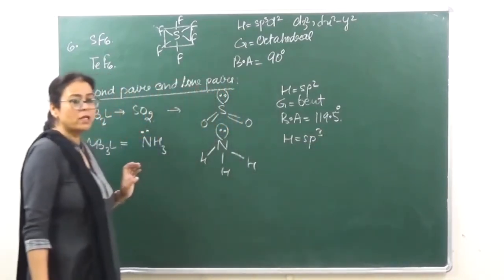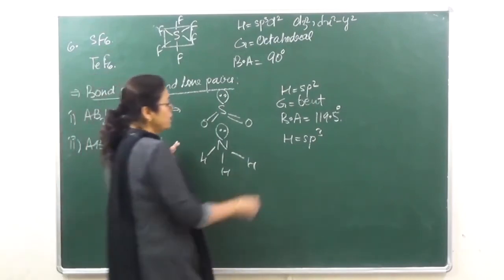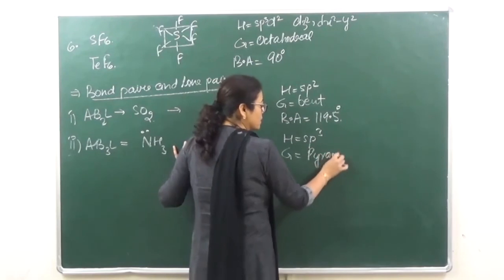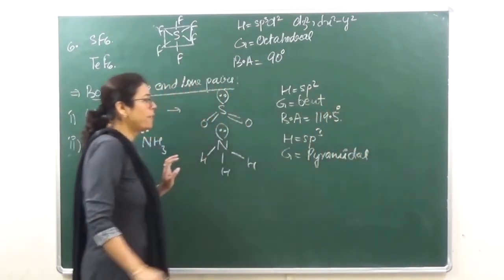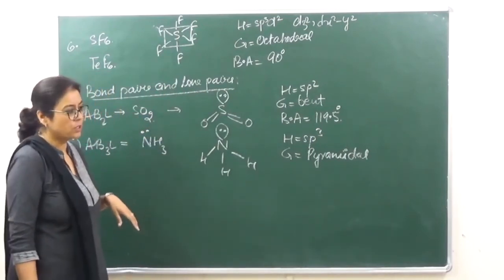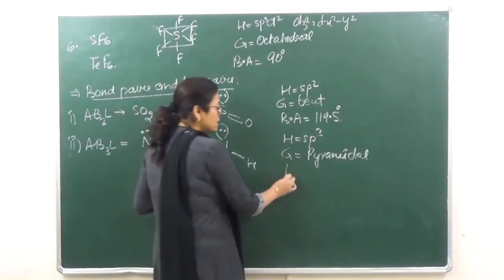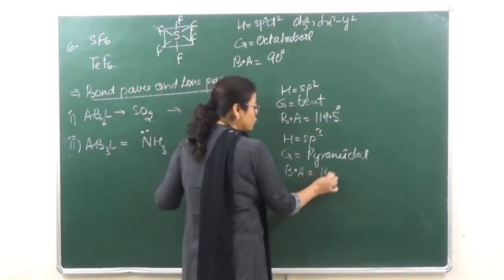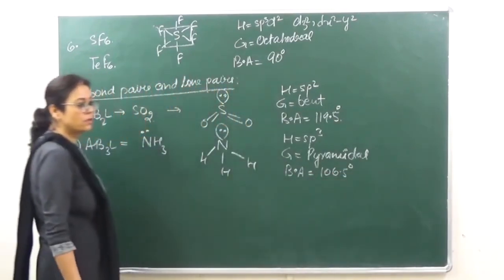Now over here the hybridization of ammonia, that is sp3. So sp3 की जो shape होती है that should be tetrahedral, but the shape over here, the geometry over here is pyramidal. Again due to lone pair bond pair repulsions, right? So bond angle also decreases over here. It decreases from 109.5 to 106.5 degrees.